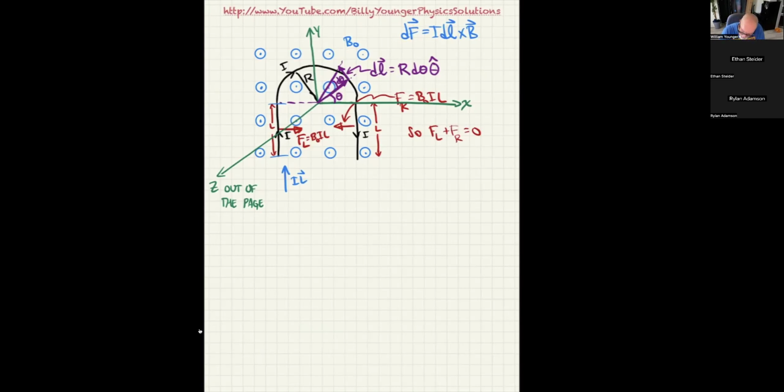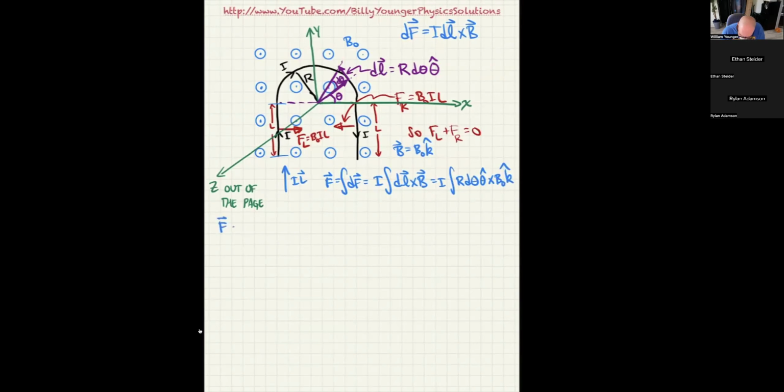So now I'm going to say that F is equal to the integral of dF, which equals, I'm going to go ahead and pull the I out in front because that's a constant. It's going to be equal to I times the integral of dL cross B. Now notice the z is out of the page, so that tells us that B is equal to B0 k hat. So now I can put all this in and say I times the integral of r d theta, theta hat, crossed with B0 k hat.